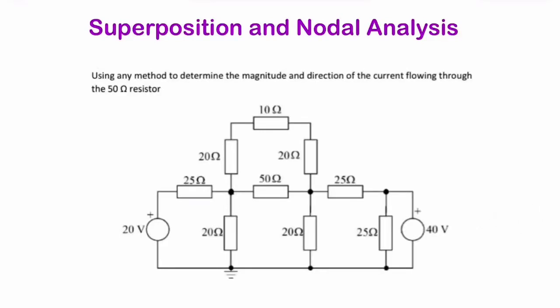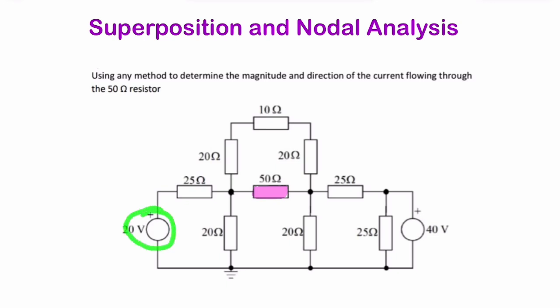Here we have a circuit with two voltage sources, and we're asked to find the current flowing through the 50 ohm resistor. So that's this resistor here. So we need to find the current flowing through the resistor. Now there are different ways of doing this.